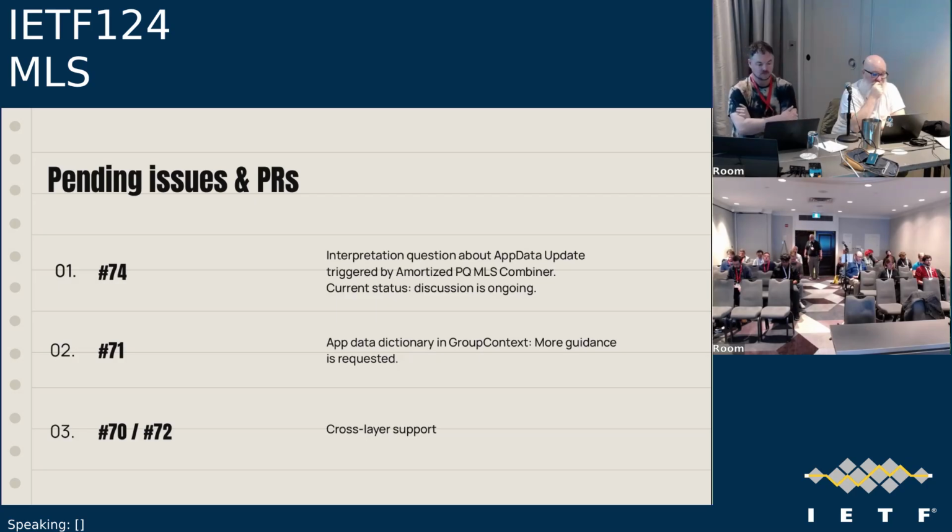And then there was issue 70 and PR 72 from CSUN about cross-layer support. I think there was an initial round of review from Conrad and one more open comment on that, and I think we should be able to close it after that. That's it for MLS extensions. Questions?